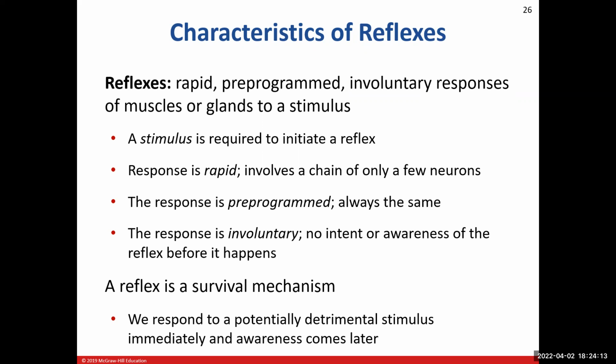First, let's define what a reflex is. It's a rapid, pre-programmed, involuntary response of a muscle or glands. But most importantly, it's a response to muscles or glands from a stimulus. We need a stimulus in order to have a reflex. Now, if you notice, muscles or glands, those are the effector organs. So basically what we're saying is a stimulus is going to cause some sort of response from our effector organs.